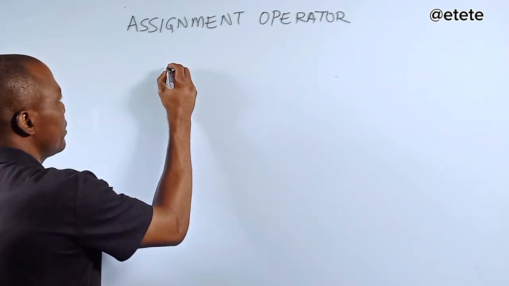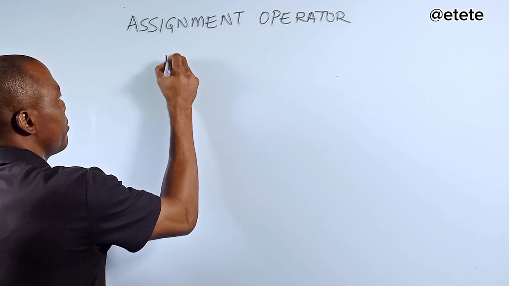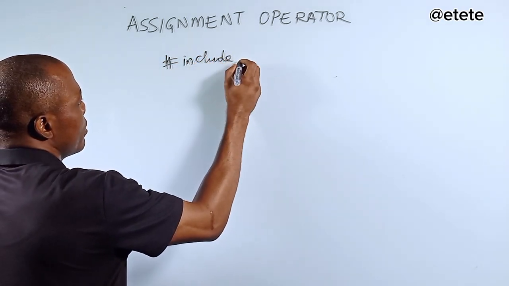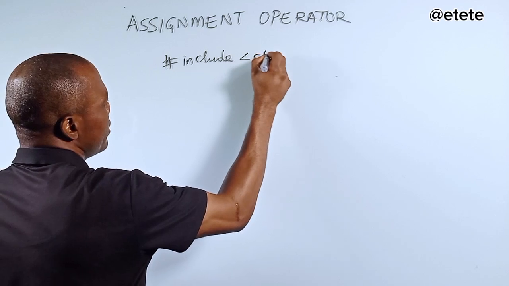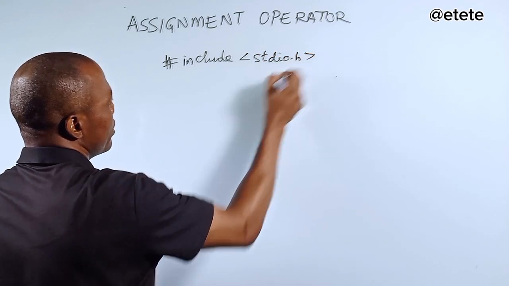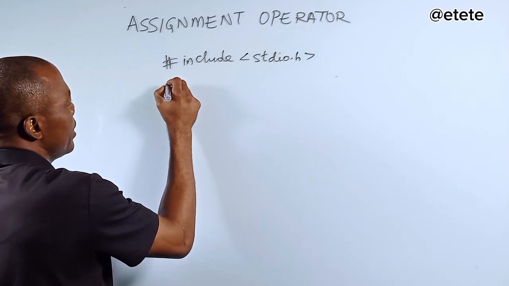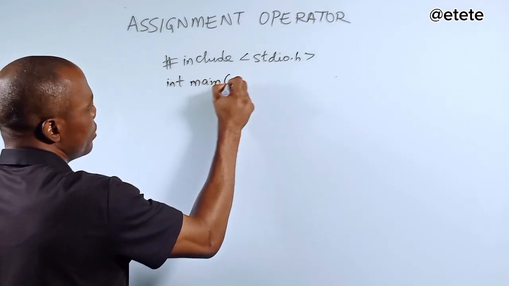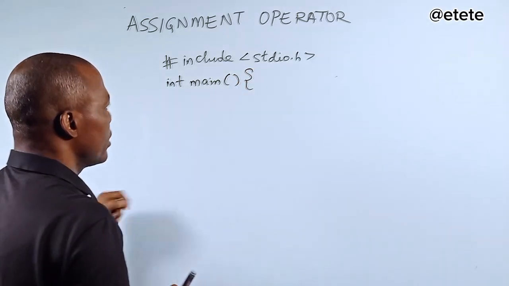So I will simply say include stdio.h. Then here I will say int, and I'm going to state my main function. Then I will put this.